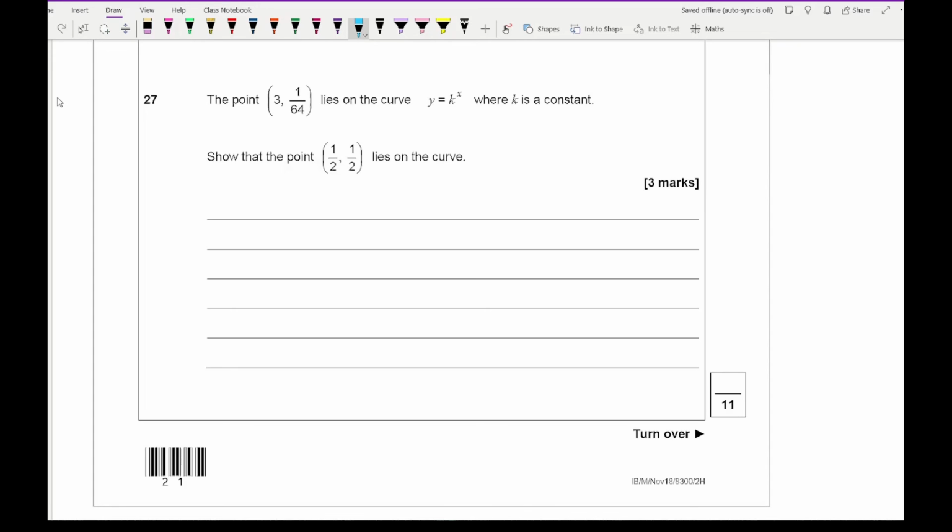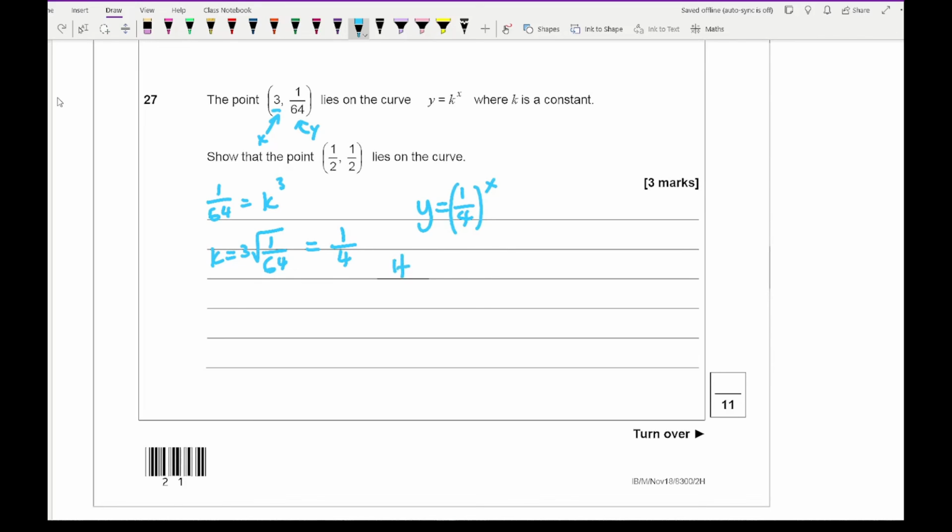So how do I do that? Well, I first of all substitute this as x, this as y to find k. So I've got 1 over 64 equals k cubed. So here k equals the cube root of 1 over 64, which equals 1 over 4. So k equals a quarter. So then the line has the equation of this.